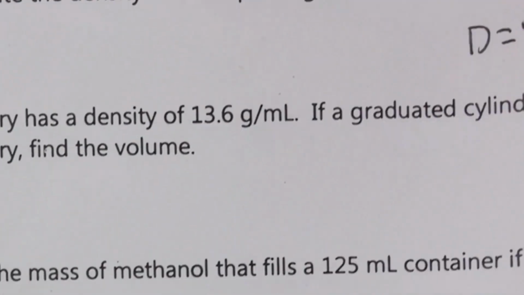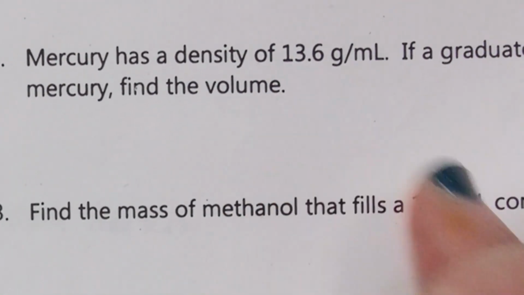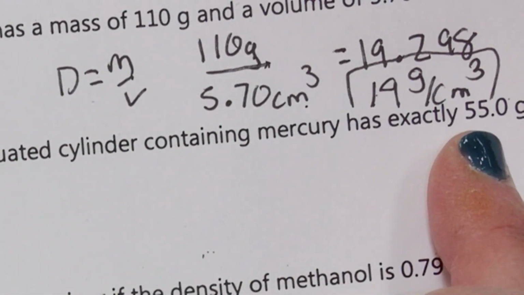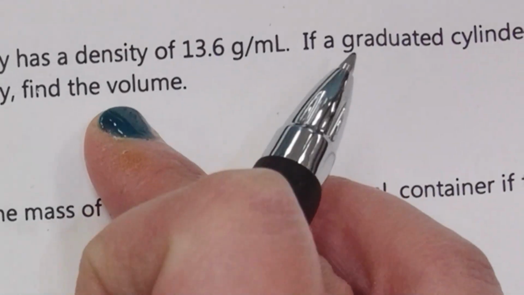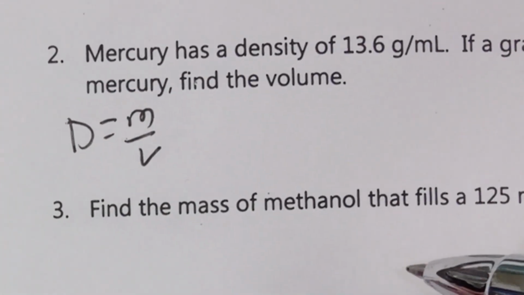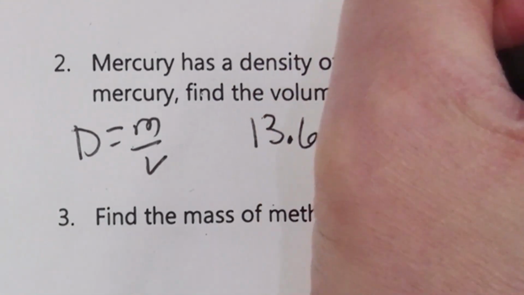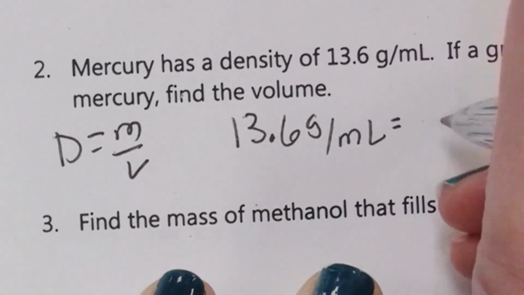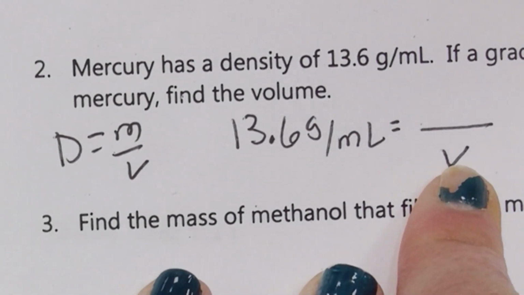All right, let's look at number 2. Mercury has a density provided. If the graduated cylinder containing this mercury has exactly 55 grams, we want to find the volume. All right, so if density is mass divided by volume, my problem has provided the density. The density is 13.6 grams per milliliter. We are looking for volume. When we divide, we write V. We tell the reader what we are solving for.